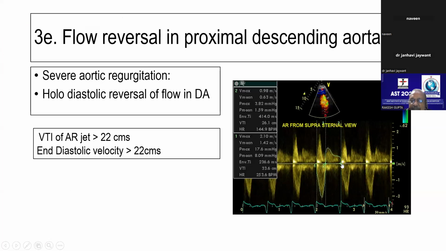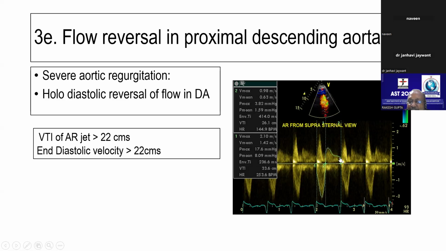Okay, this is the AR Doppler spectrum pattern we have to trace. This is forward flow in the descending aorta. We are not bothered about this flow, we are bothered about this flow. So what we are talking about is, you look at the AR VTI. This is 1, this is 2, so we have to look at 2. So AR VTI is 26 millimeter, correct?